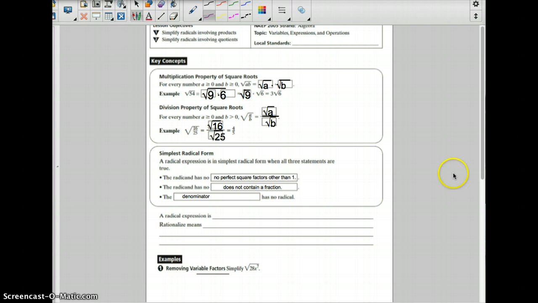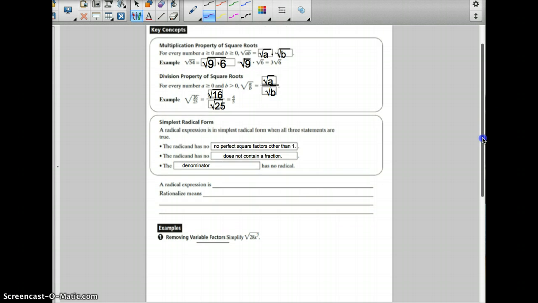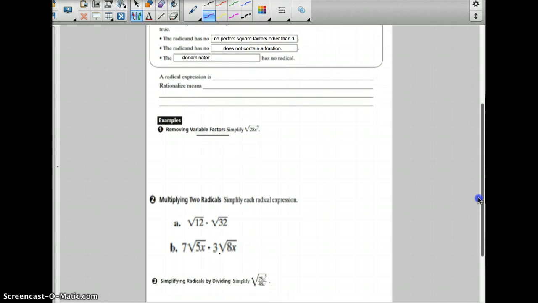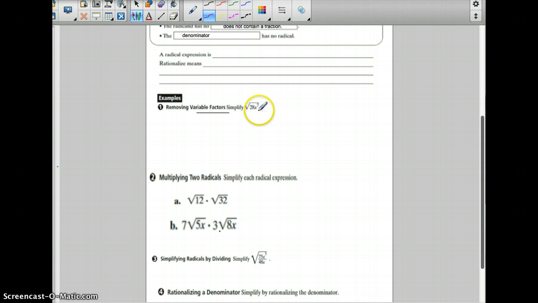So let's look at what it means to simplify a radical. Here in our first example, we have the square root of 28 times x to the 7th. We could break this down into the square root of 28 and the square root of x to the 7th, and this would all be multiplication. Now the square root of 28 is 7 times 4. So we take the square root of 4 and we get 2, and then we get the square root of 7.